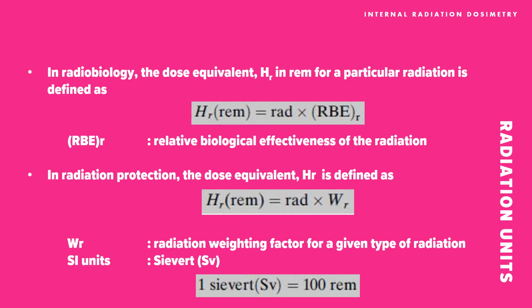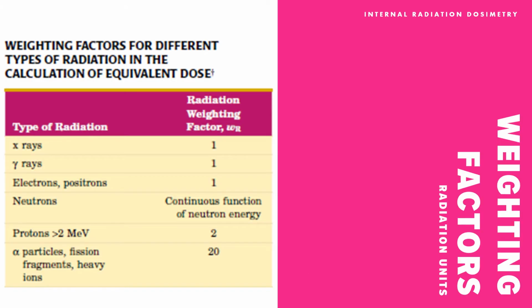But if you're talking about radiation protection, the way you define rem, H, is equal to rad times WR. WR is the radiation weighting factor for a given type of radiation. In this case, the SI unit for radiation protection is the sievert, or Sv. And 1 sievert is equal to 100 rem. The weighting factor has already been fixed and depends on the type of radiation.